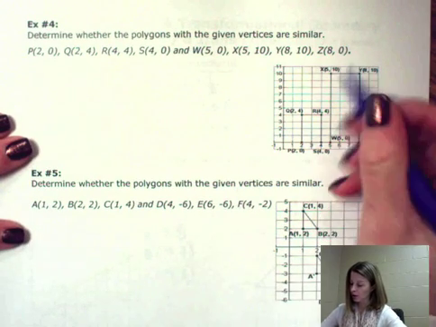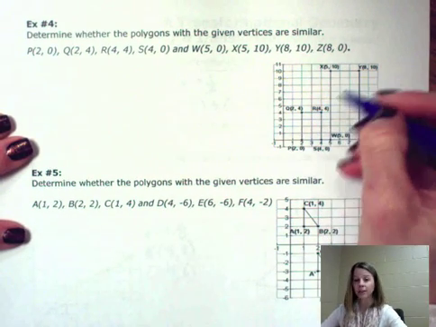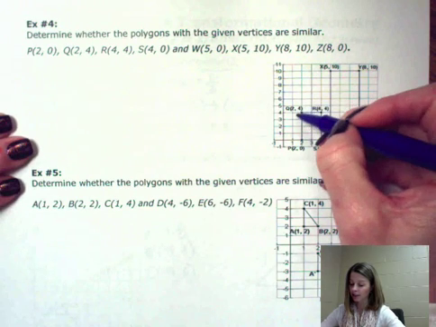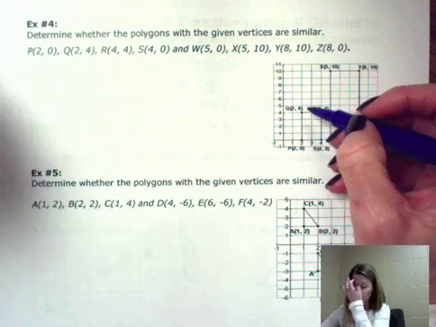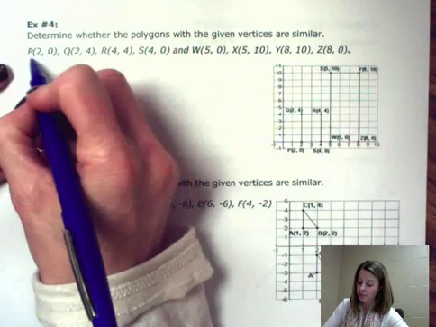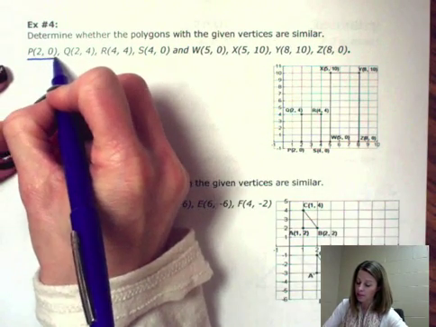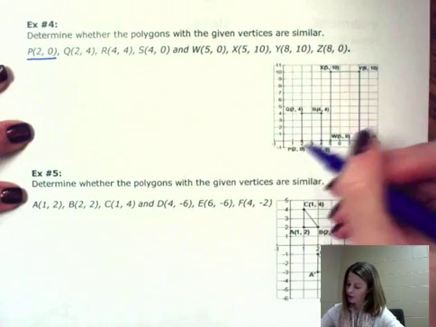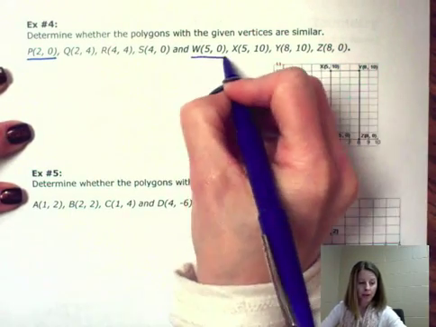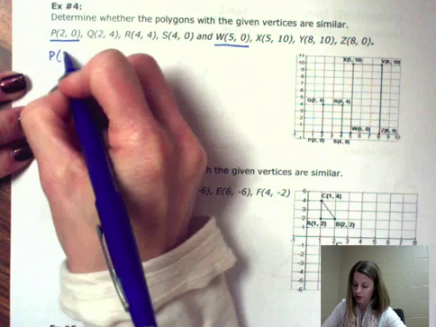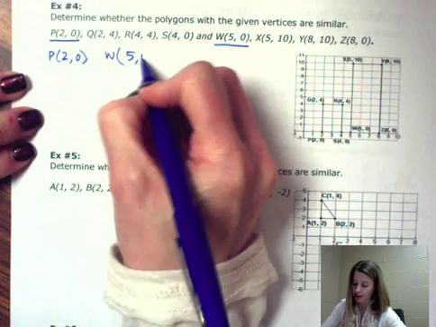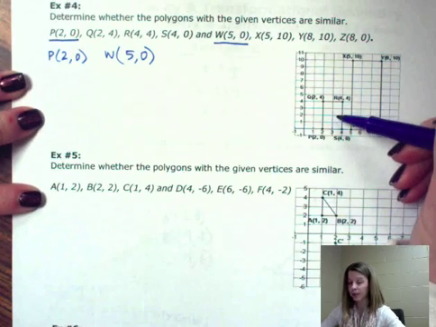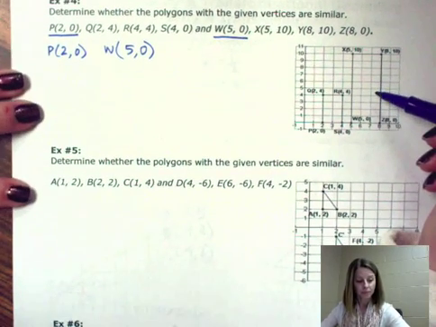Okay, when I look at this problem again, I see two rectangles, and so I can tell that these are 90-degree angles, so I don't have to worry about checking angles, but I do want to check ordered pairs. So I'm going to compare P over here to W. So when I compare P, which is 2, 0, to W, which is 5, 0, now I can tell that my shape is getting larger.